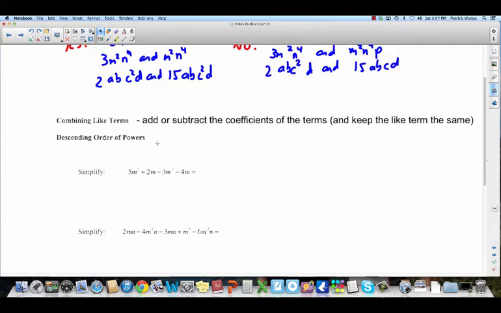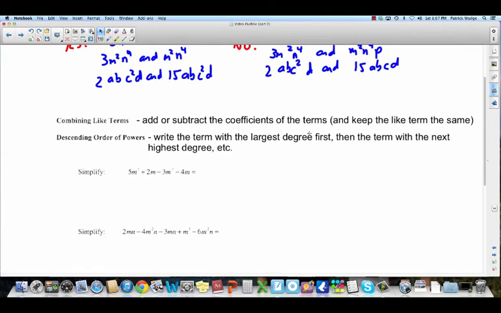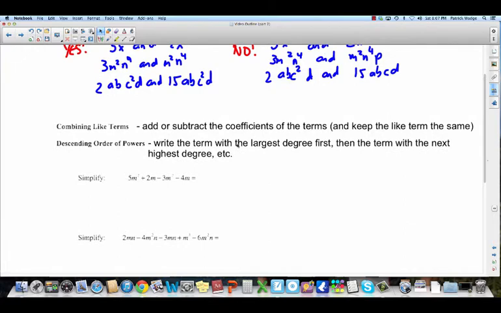And the other thing is you want to put them in your final answer in descending order of powers. And what that means is you're going to write the term with the largest degree first, then the term with the next highest degree, and then the next highest degree, etc. So for example, if we had 3x plus 2 minus 4x squared plus x cubed, and we wanted to write that in descending order of powers, you'd look at the degrees of each of these. What are the degrees? 1, 0, 2, 3.